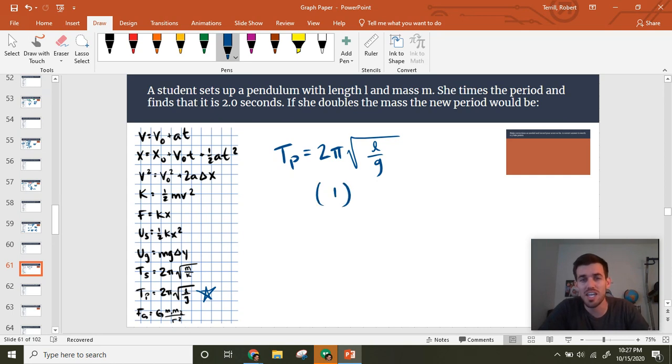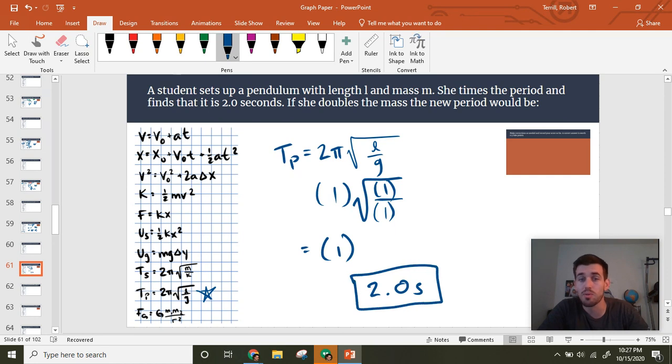We're not changing any of the 2 pi variables. We're not changing the length. We're not changing the gravitational acceleration. In fact, we're not changing anything. So everything on the right side simplifies down to 1, which means the period is still just 2 seconds. This goes back to a really important lesson that I want you guys to learn about the period of a pendulum, which is it's not based on mass at all.